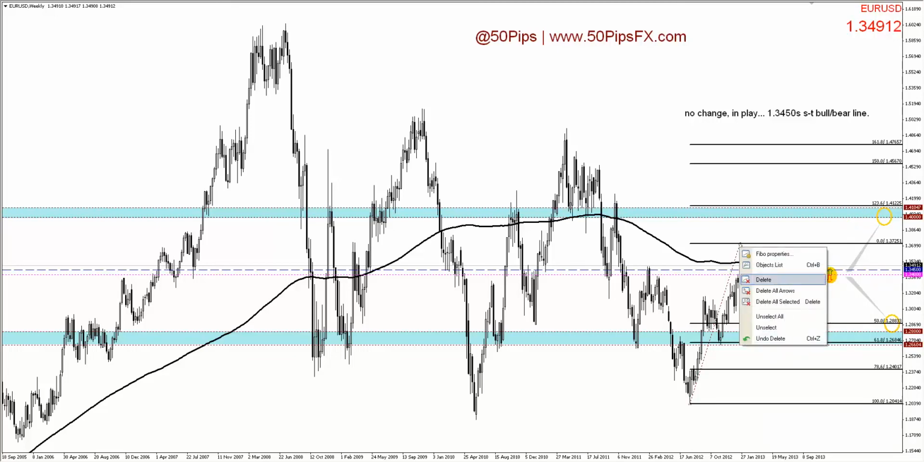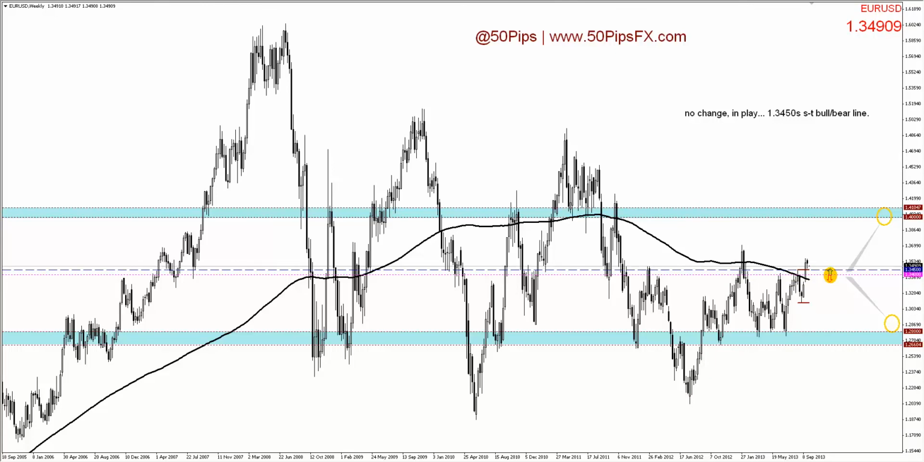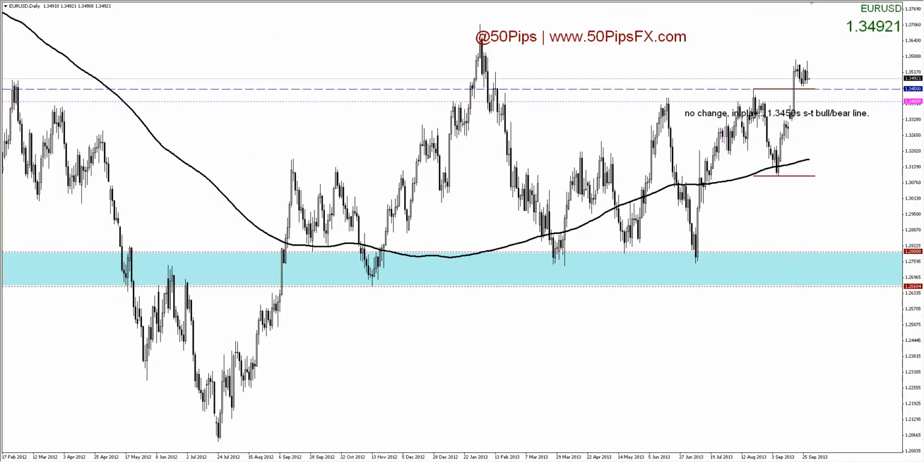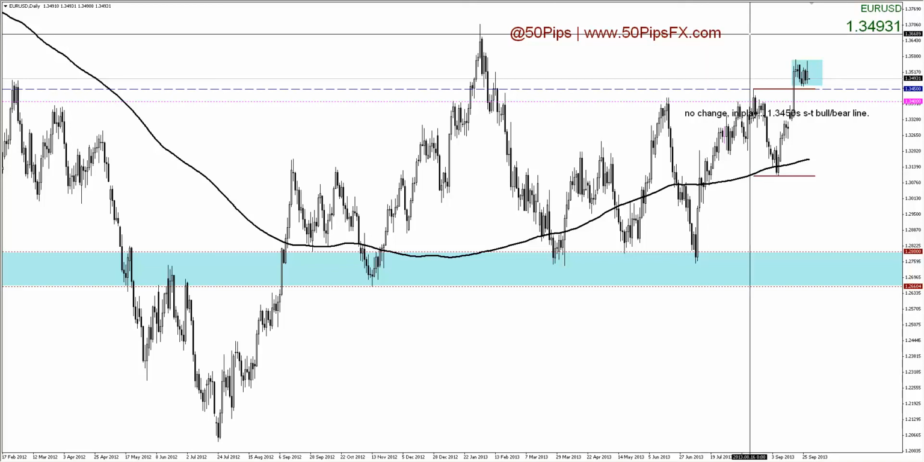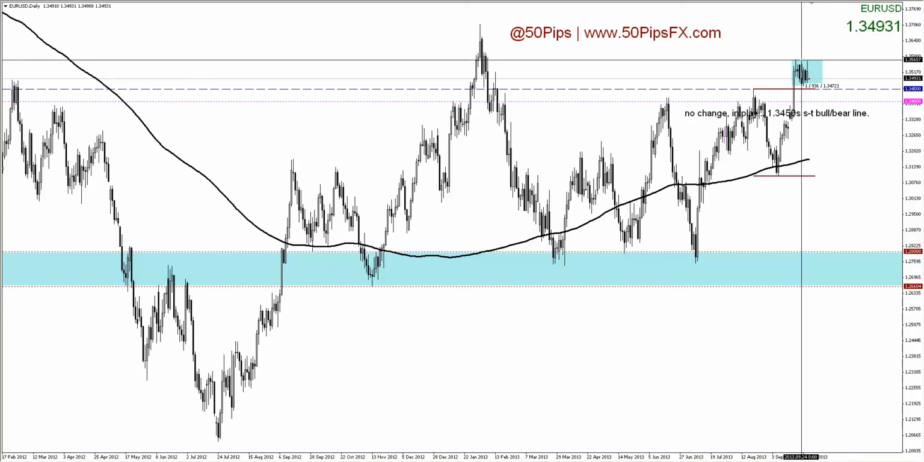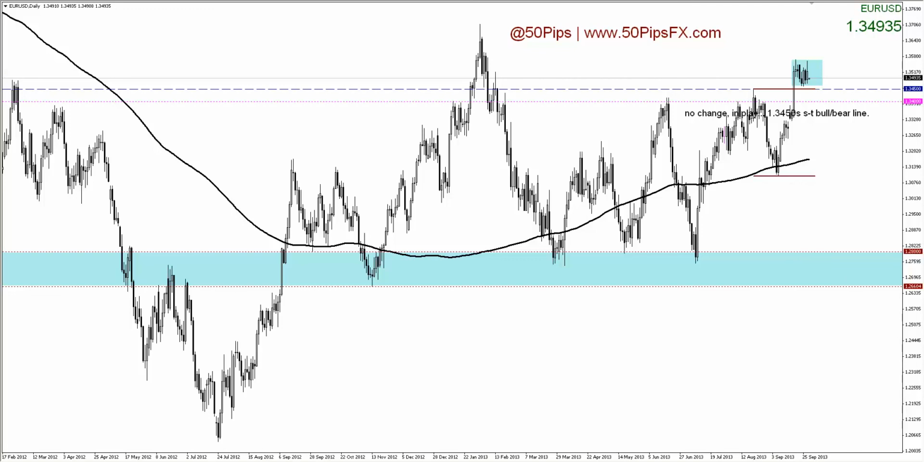Now, short term, and if we go on the daily, you can see there's not a lot to say. This has been moving in a chop range, right? We said 34.50s bull bear line, and it's not moving. It's been stuck in a pretty much 100 pip range. And as long as it doesn't break outside of this range, well, there's not a lot to add to the commentary, right? We've got a lot of event risk this week.